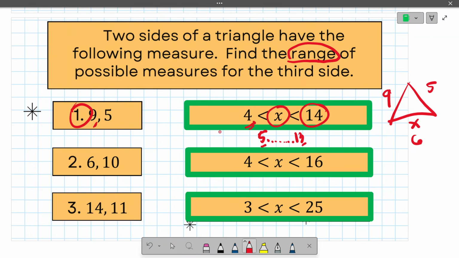These two values here can make a triangle with this given range. So if you'd like to test your skill here, you can solve for the number 2 and number 3 and understand them. Now, that's it.